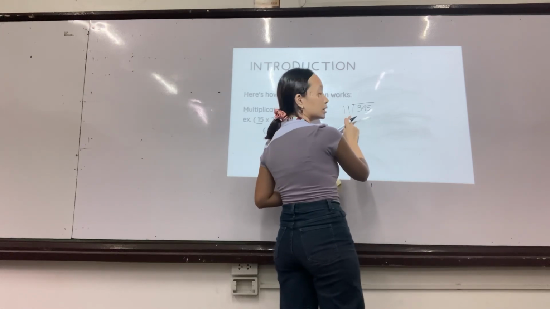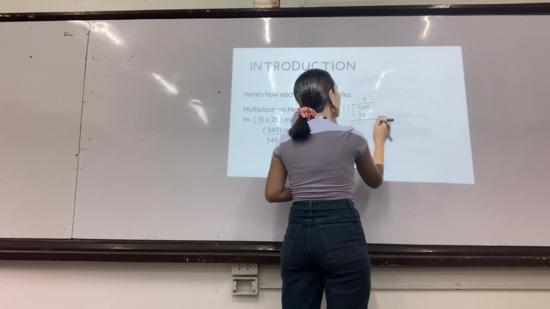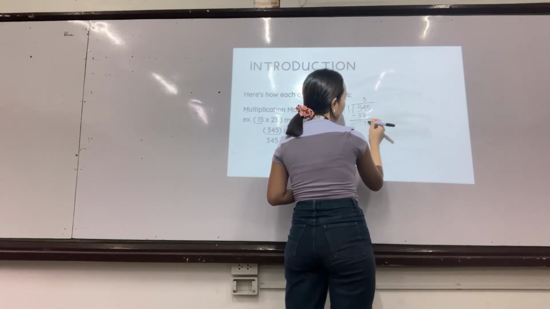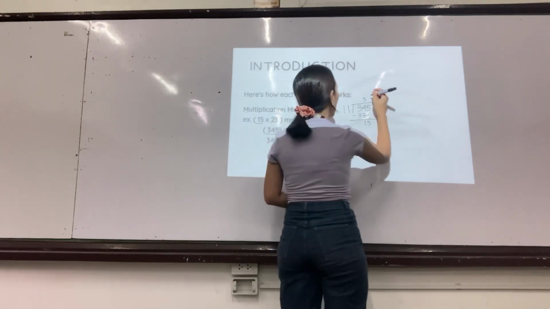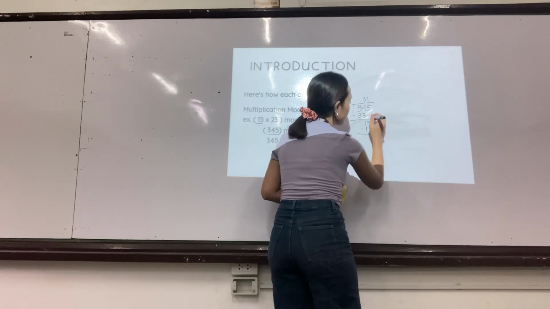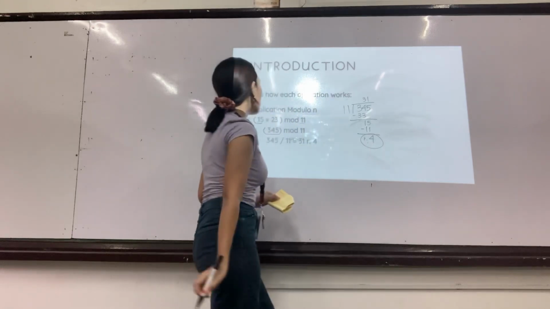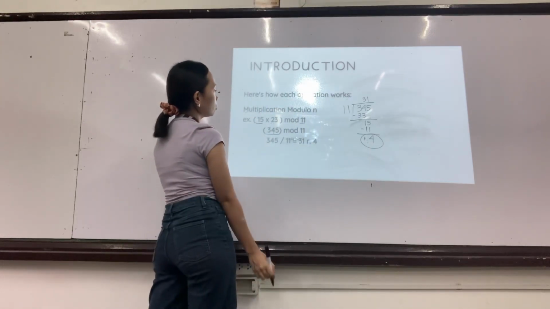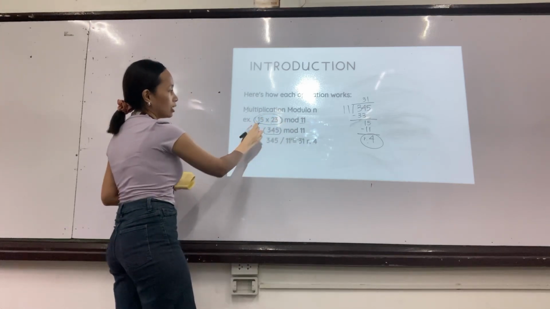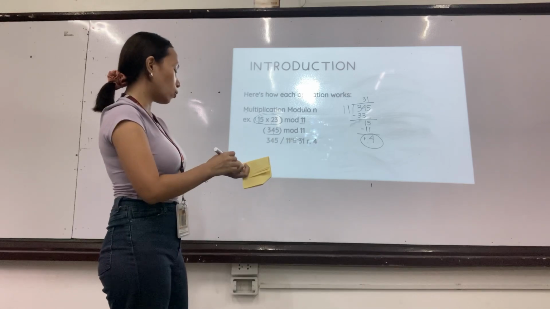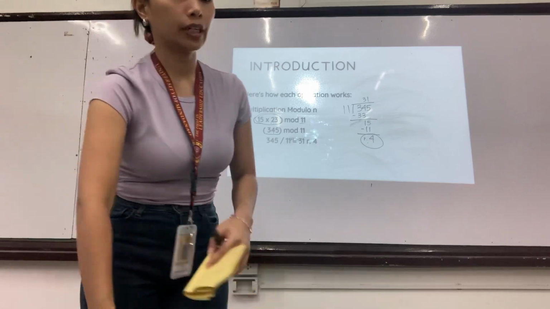So 11 times 3 is 33, right? So we are going to write 3 right here, and then we have the remainder of 1, then bring down 5, and then 15 can be divided by 11 but only 1. So we have the excess or the remainder 4. So that's how you solve for multiplication modulo n. We simply multiply the values within the parentheses. You just have to perform the operation first before we try solving for the modulo number.